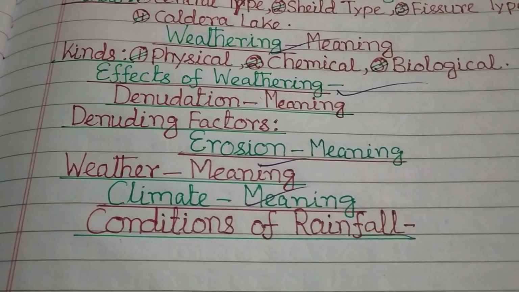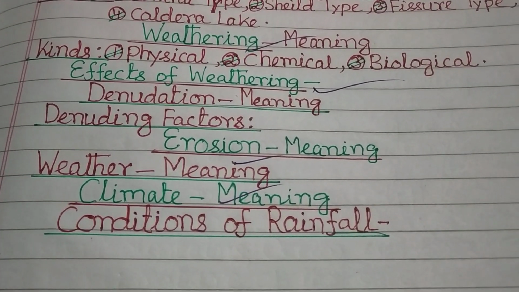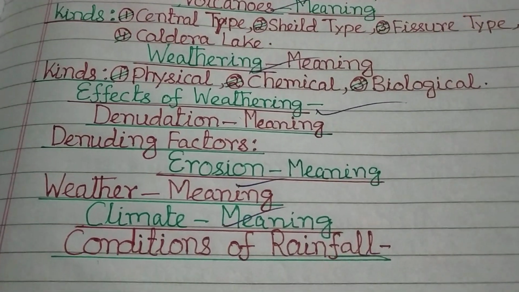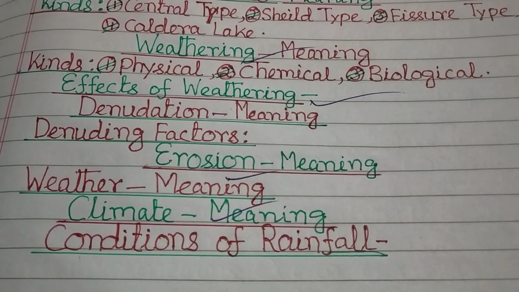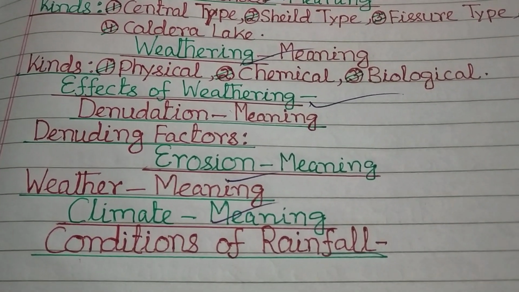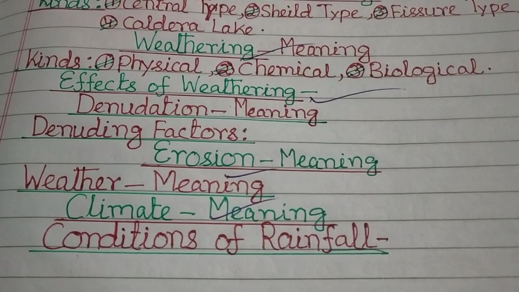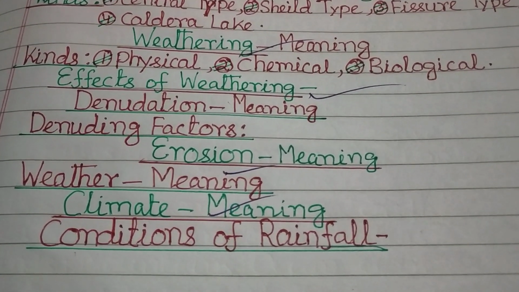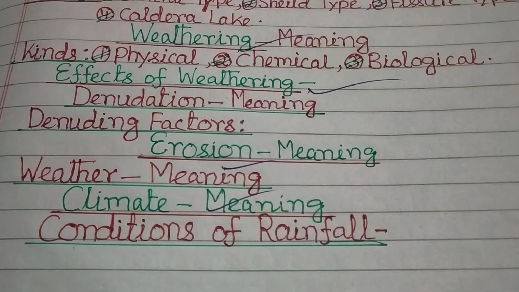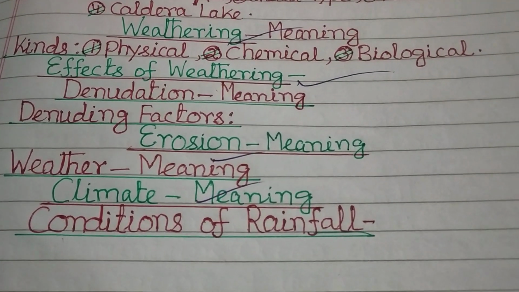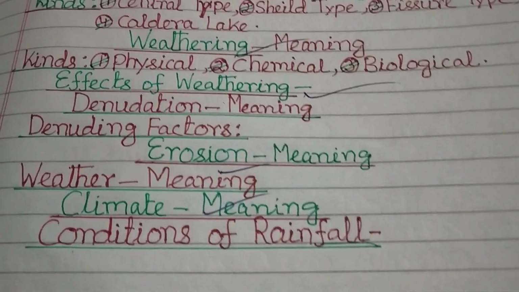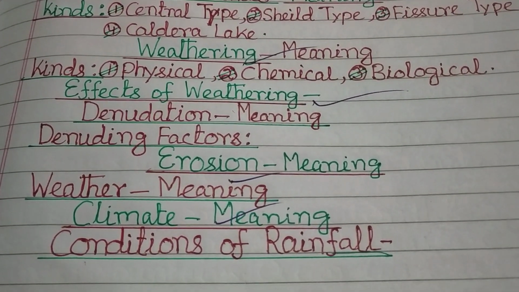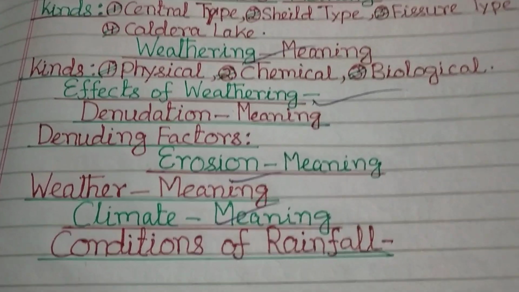And finally, we'll discuss the conditions of rainfall. There should be moisture-laden air. There should be some means by which air is cooled and condensation takes place. And these are the very important conditions of rainfall.